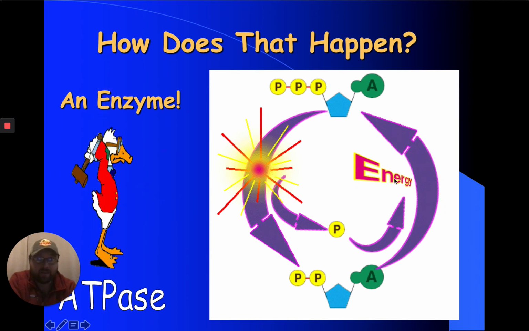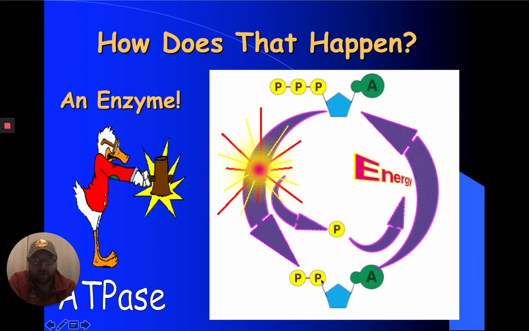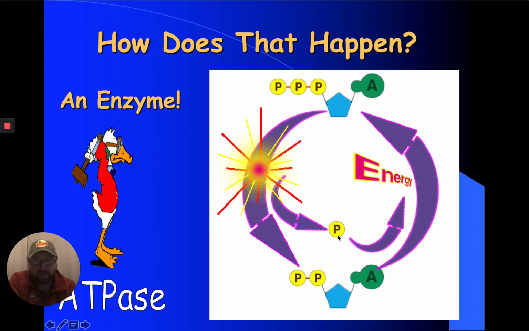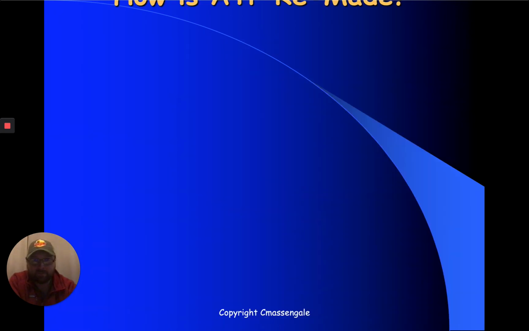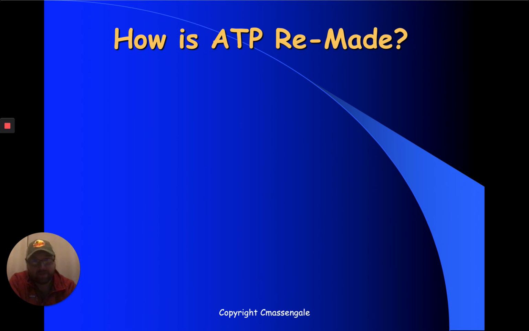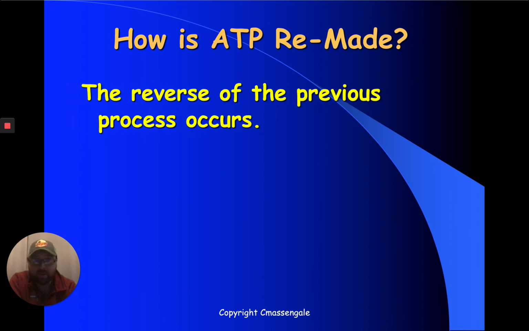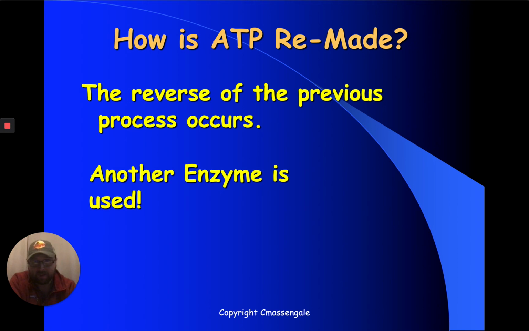Now, the other interesting thing that this implies is it's a cycle, and we can repair ADP. We can add energy and put this phosphate back on. That's what we have going on here. How is ATP remade? It's really important that we can remake ATP, because this is the only way that our body gets energy. So what we can do is reverse the previous process. Again, we need an enzyme. This one's called ATP synthase.